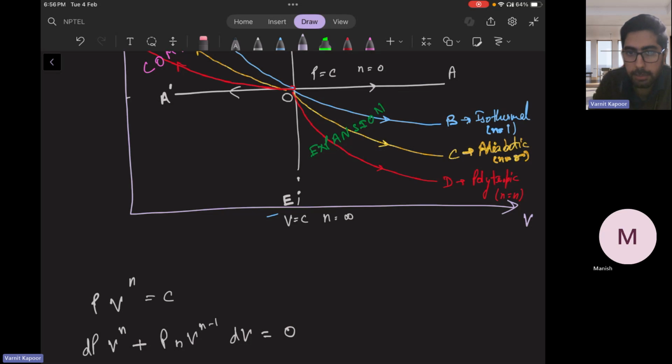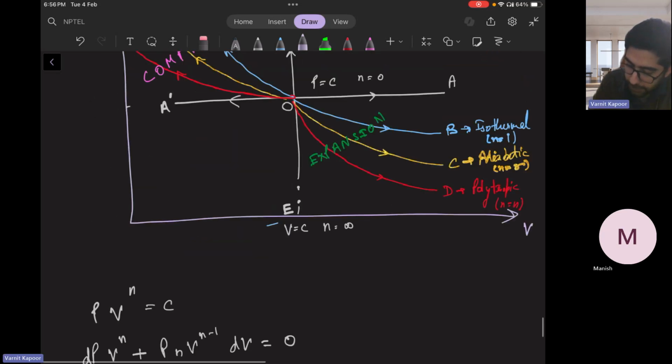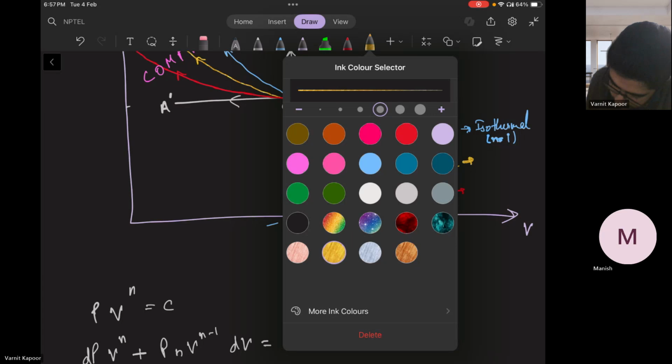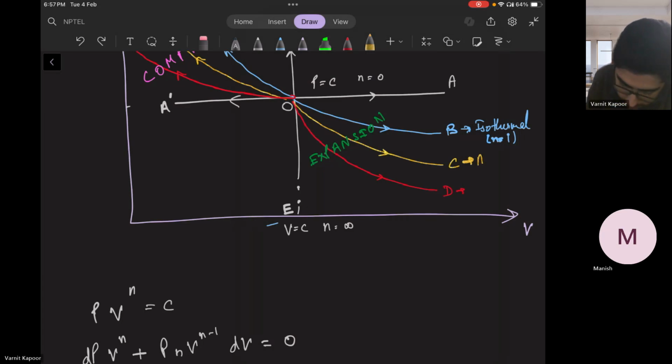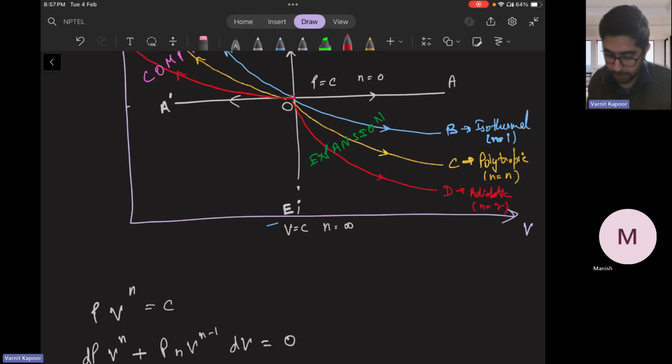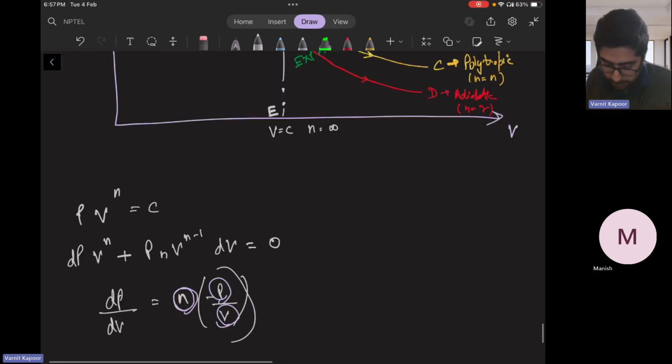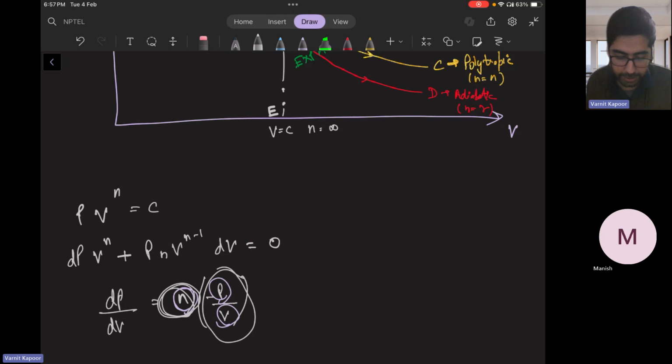So in the expansion process, isothermal has n as 1, adiabatic has n as gamma, and polytropic has n as n. Oh, sorry, I miswrote. This should be polytropic. Here n should be n, and here it is adiabatic. So here n is gamma, because we know that n varies from 1 to gamma. So gamma is a higher value. So we know that n is higher for adiabatic, and the slope is negative but higher in magnitude depending on the value of n. So the higher the n, the higher the slope during the expansion process.